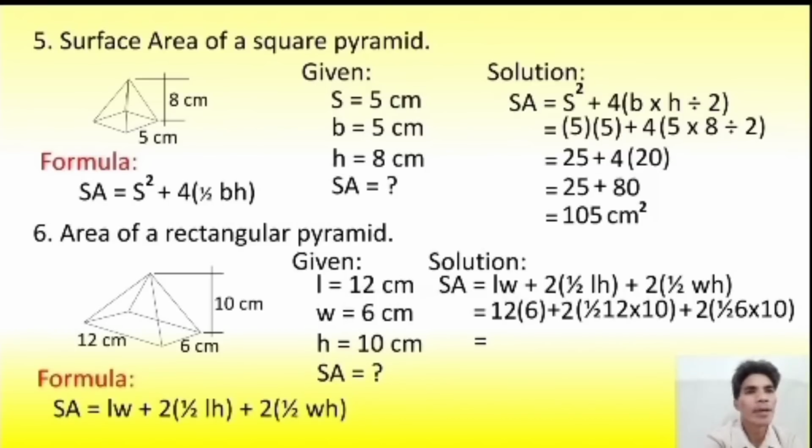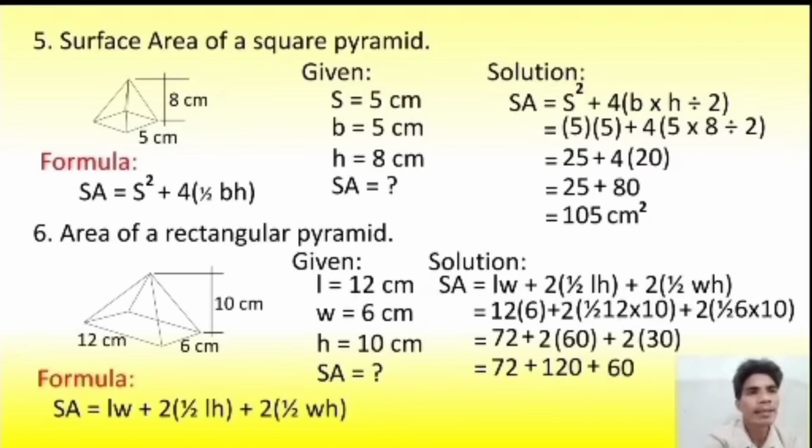Then equals 12 times 6 is 72. Then plus 2. Then 1/2 of 12 times 10 is 60. Plus 2. 1/2 of 6 times 10 is 30. Then equals, copy 72. Plus 2 times 60 is 120, plus 2 times 30 is 60. Then equals 72 plus 120 plus 60 is 252. Then copy the unit centimeter, then put a squared. So the surface area is 252 centimeter squared.